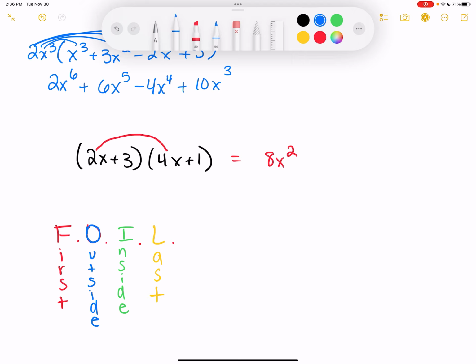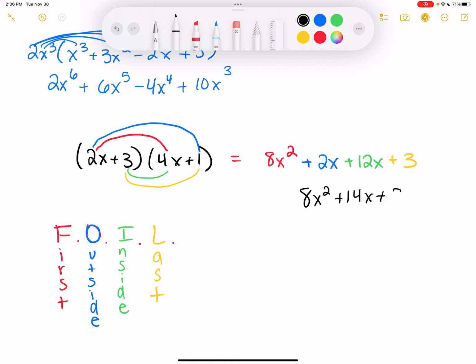Then outside, it's going to be the two outside terms. So 2x times 1. So plus 2x. Inside are both inner terms. So 3 times 4x is 12x. And then the last terms in each of the parentheses is going to be 3 times 1, which is 3. And then all we would need to do is combine like terms to give us our final answer of 8x squared plus 14x plus 3.